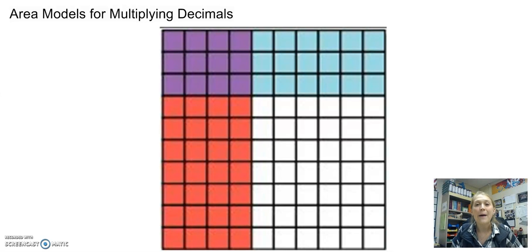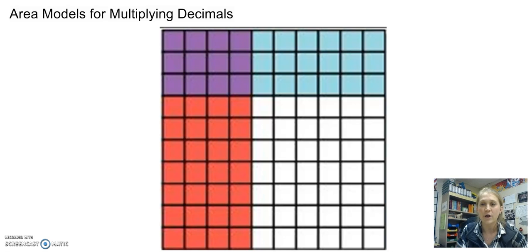Hey, this is the rapid review video for using area models to multiply decimals when you have a decimal times a decimal and no whole numbers. So let's take a look at the model you see on the screen. This is an example of an area model for a decimal times a decimal. But how do we read it?